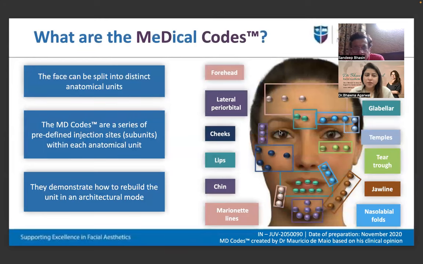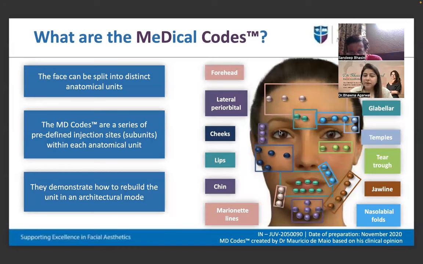So what are MD codes? The face can be split into distinct anatomical units. There are 14 regional and anatomical units of the face. And these are a series of predefined injection sites or subunits within each anatomical unit. They demonstrate how to rebuild that particular unit in an architectural mode.